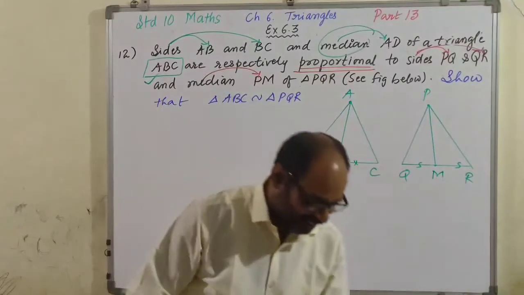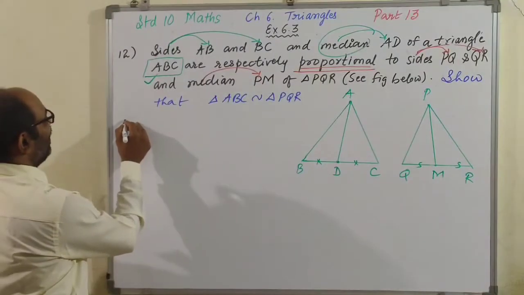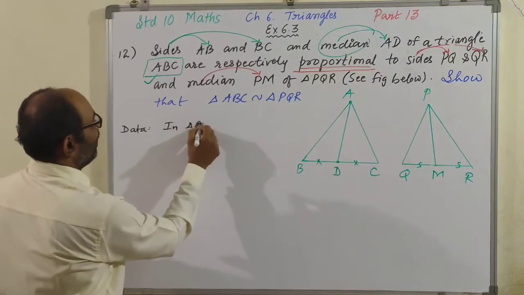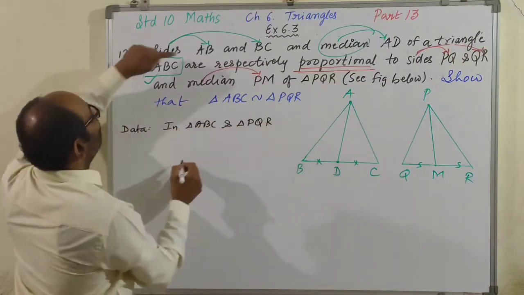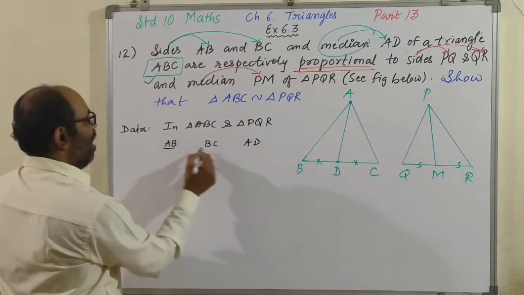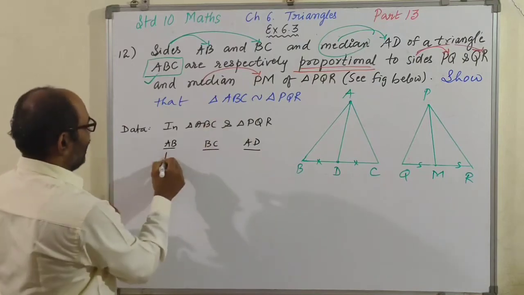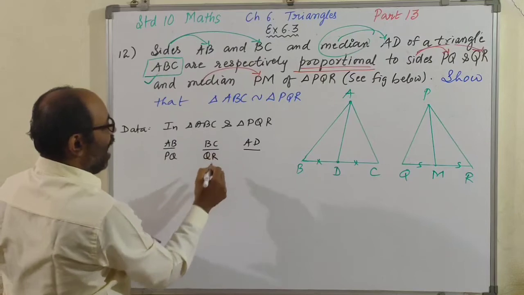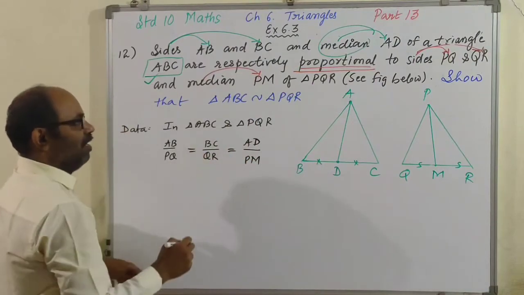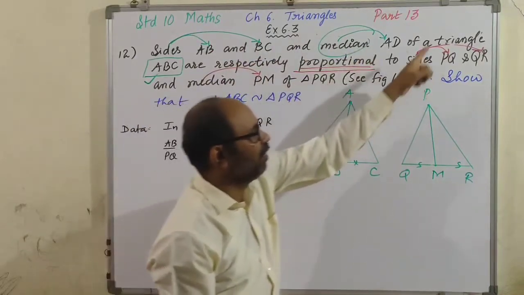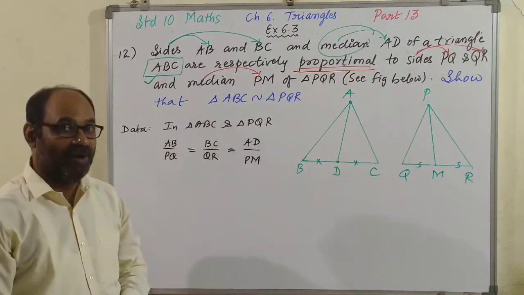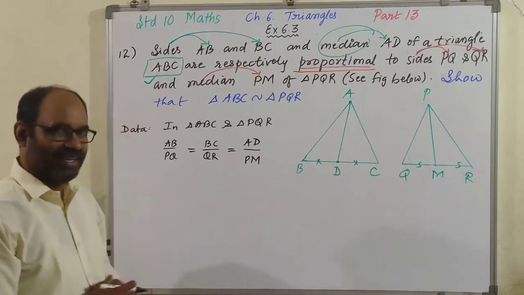Fine. I'll write the data here, children. You will need that data. In triangle ABC and triangle PQR, which sides? AB, the second side BC, and the median AD. They are proportional. AB, corresponding side is PQ. BC, the corresponding side is QR. And median AD, the corresponding median is PM. They are equal, which means AB, BC, AD, PQ, QR, and PM are proportional. So AB upon PQ is equal to BC upon QR is equal to AD upon PM. So this data was tough to write symbolically. Okay?